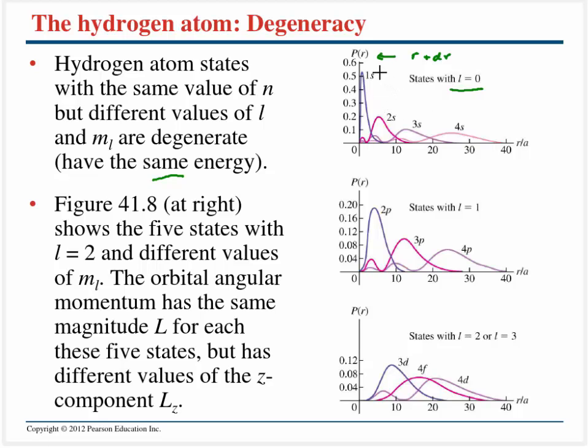Then the probability is going to peak right here, which is what we would call the 1s state, and that's going to occur exactly where we would expect it to be, 5.29 times 10 to the negative 11th meters, which is the Bohr radius. Now, if it had more energy, then we would say n is equal to 2. It's going to peak right over there. We would call that the 2s.